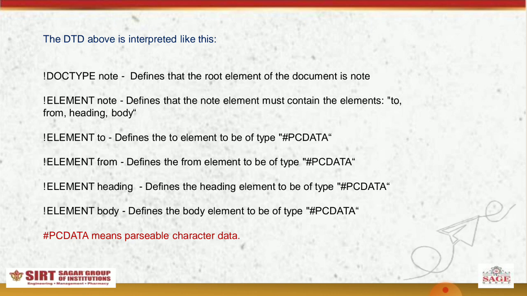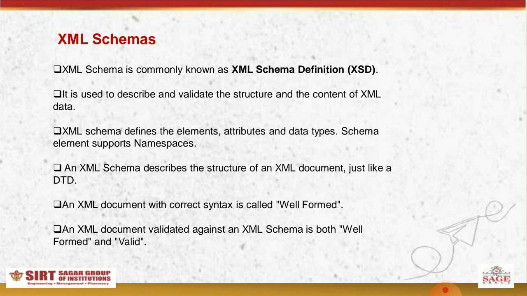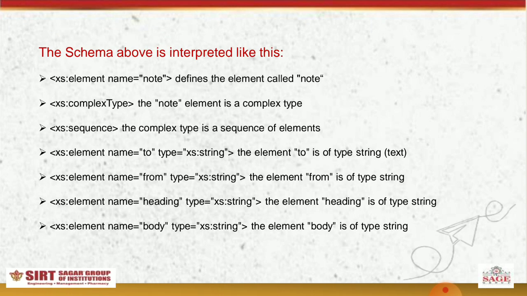XML schema, commonly known as XML Schema Definition, or XSD, is used to describe and validate the structure and content of XML data. An XML schema defines the elements, attributes, and data types. It supports namespaces. An XML schema describes the structure of an XML document just like a DTD. An XML document with correct syntax is well formed. The XML above is interpreted like this.